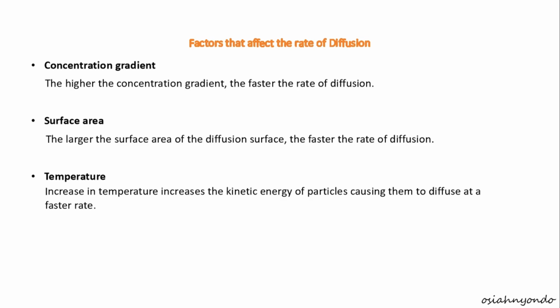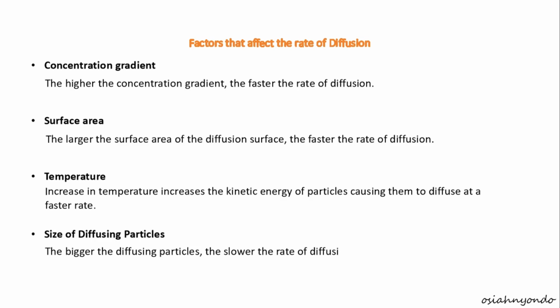The fourth one is the size of diffusing particles. The bigger the size of diffusing particles, the slower the rate of diffusion. The smaller the size of diffusing particles, the faster the rate of diffusion. So these are some of the factors that you need to understand that affect the rate of diffusion.